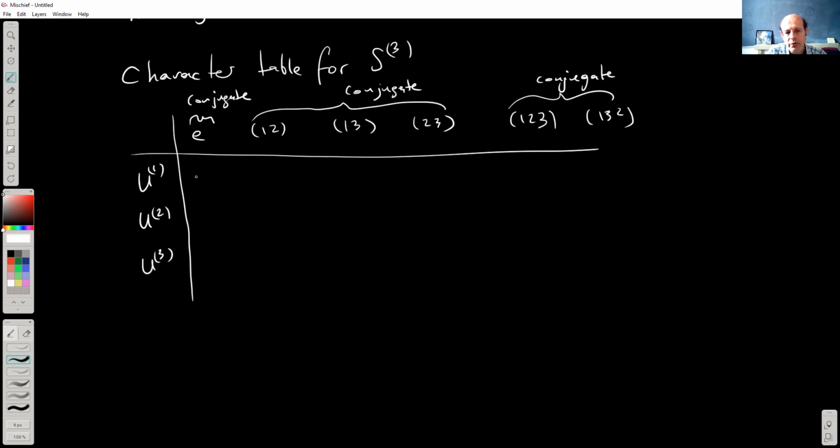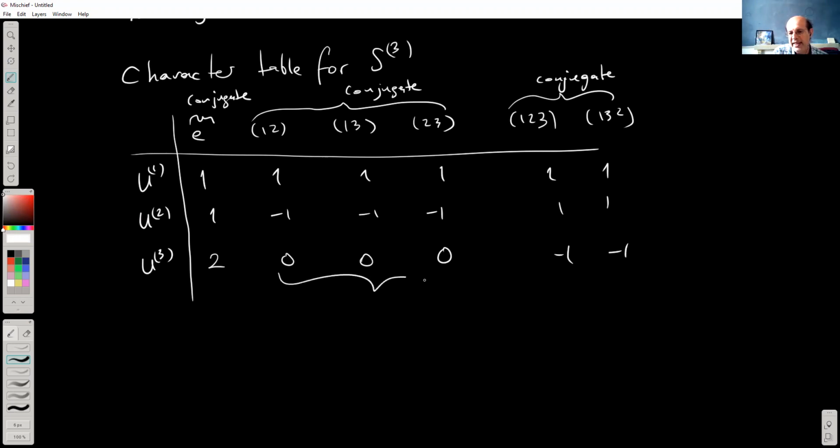Okay, so for the trivial representation, the character is always equal to 1. For the signature, of course, we know what the character is. And for this two-dimensional representation, the characters are basically 2, 0, and -1. Okay, so the important point here is that since these are all the same, we basically write down the class in here.